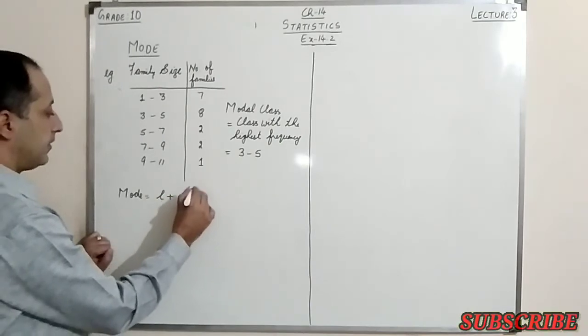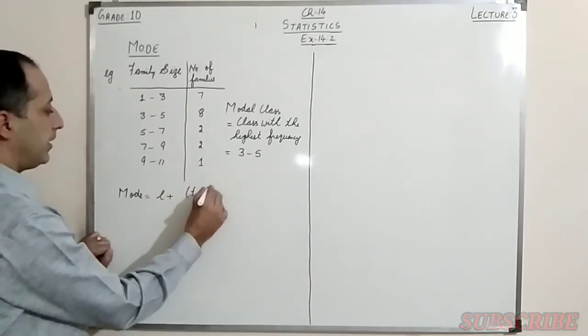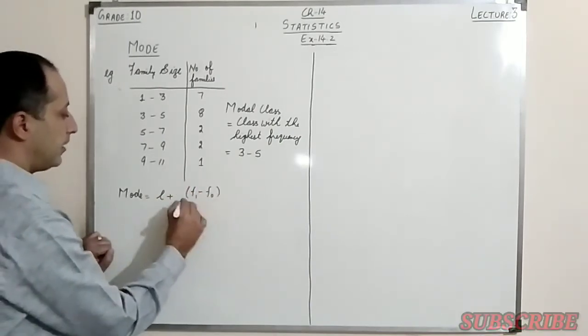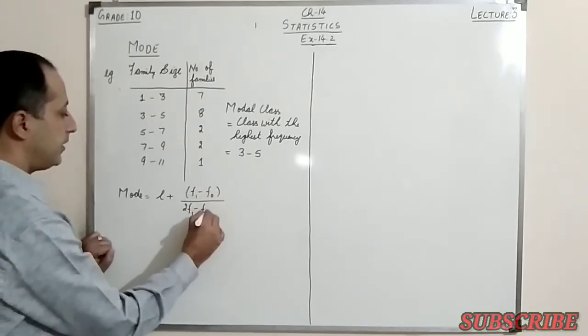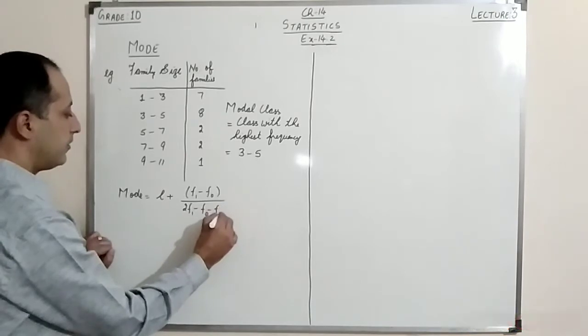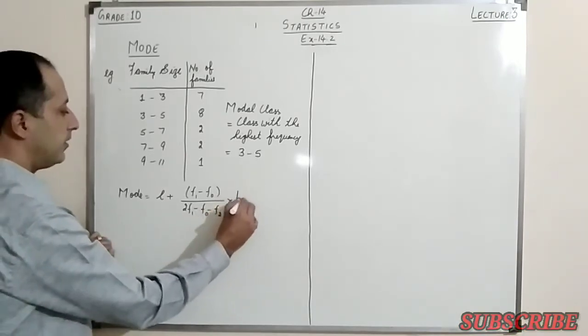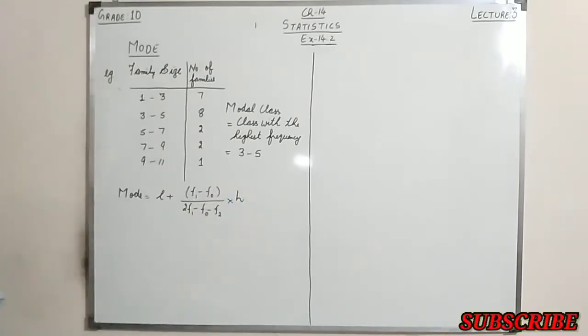Now, how to find the mode: we have the formula, mode is equal to L plus (F1 minus F0) upon (2F1 minus F0 minus F2), multiplied by H. So this is the formula to find the mode in a grouped frequency table. Now you must be thinking, what are these symbols for? So let's understand these symbols.